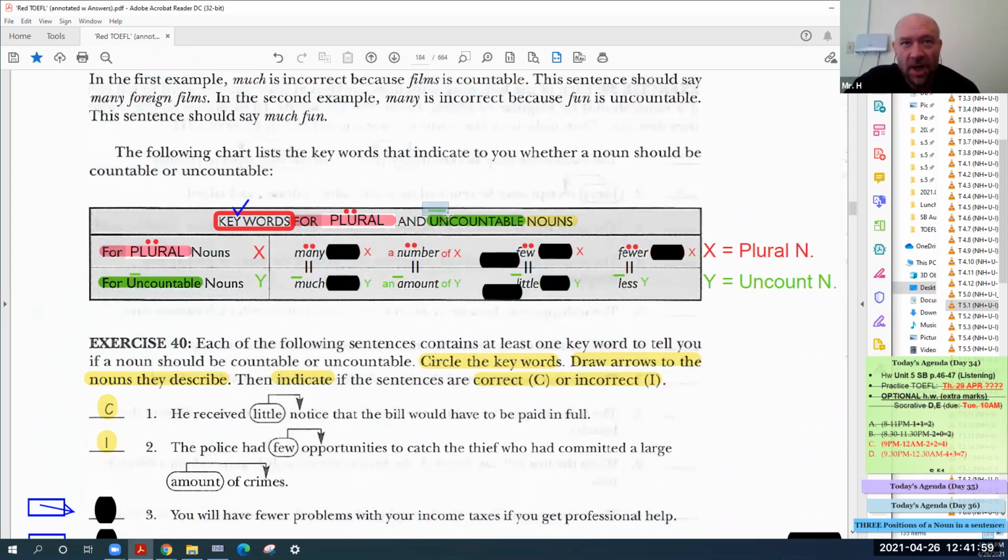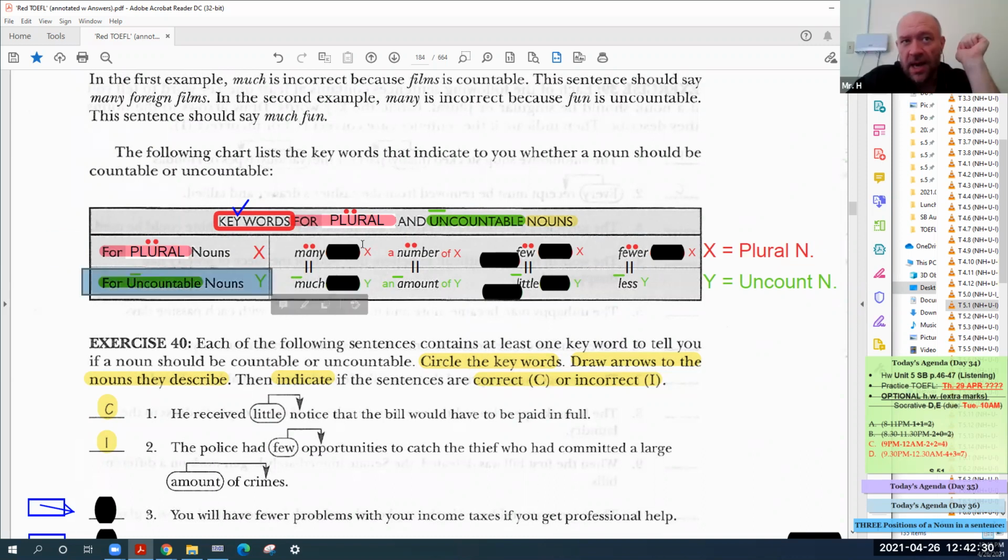And then notice over here, I put this, looks like a minus, right? Minus because uncountable. So I put a minus symbol. It's not countable. Okay. All right. Abdul Majid, do the plural nouns. For plural nouns, many. Wait, stop. Let's start. You do both. Plural or uncountable noun. Okay. Uncountable nouns.